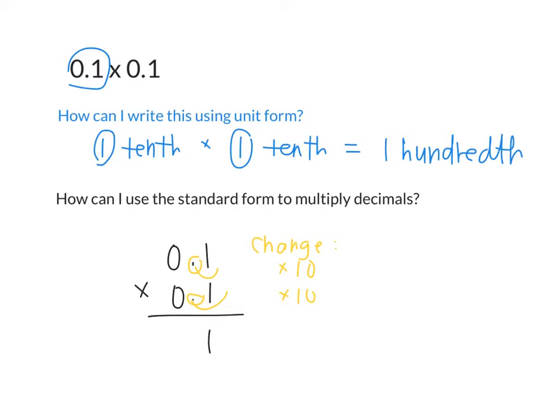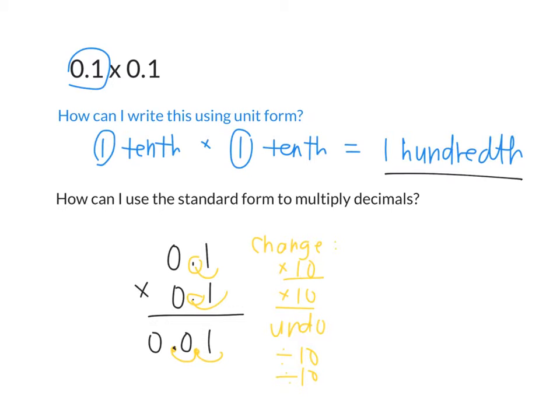But in order to undo my changes, what do I have to do first? My first undo has to be divide by 10. If I do that, my decimal point moves here. How do I undo my second multiplying by 10? I have to divide by 10 again. So I have to move it one more time. So my answer becomes 0.01, which is the same thing as 100th right there.